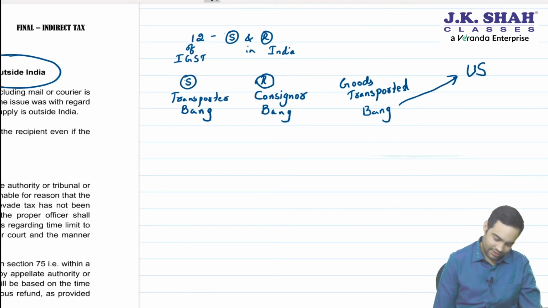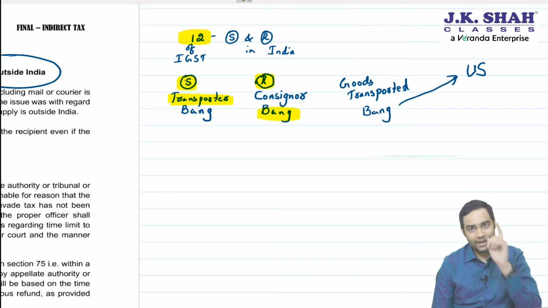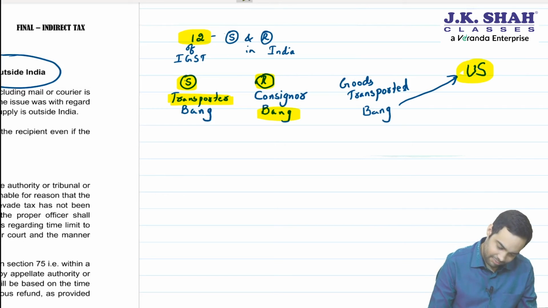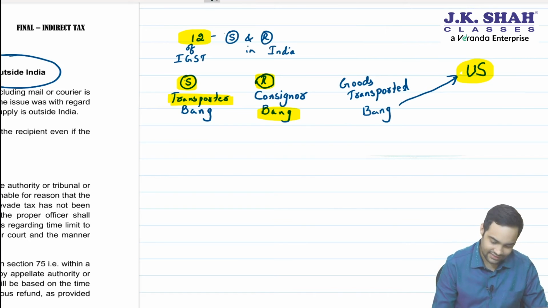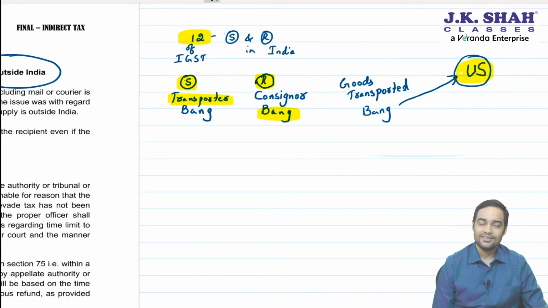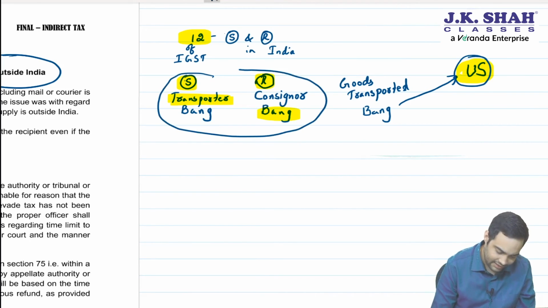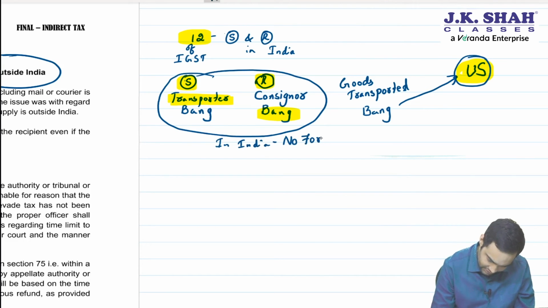Let's see. First, it is the transportation sector. Supplier is in India, recipient is in India, so you will use 12. But 12 subsection 8 says that if the goods are being transported to a place outside India, then the place of supply will be the destination. Now, if the place of supply is the destination, then the place of supply is US. Sir, will GST apply on this transaction? The answer is yes, because you will not get foreign exchange. Both the supplier and recipient are in India. You will not get foreign exchange. So it is not an export transaction.